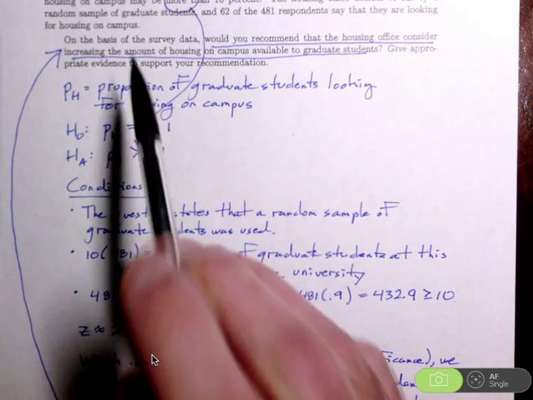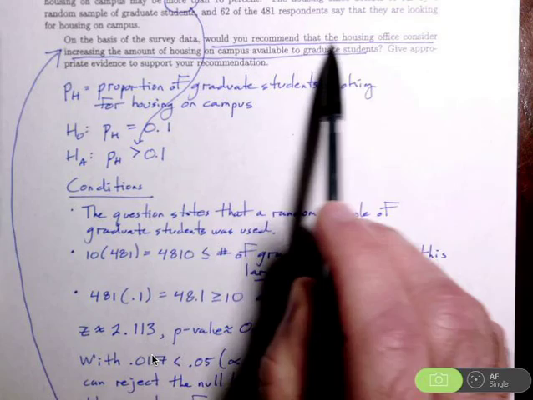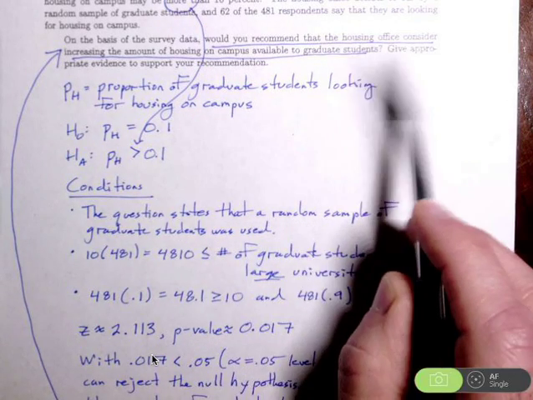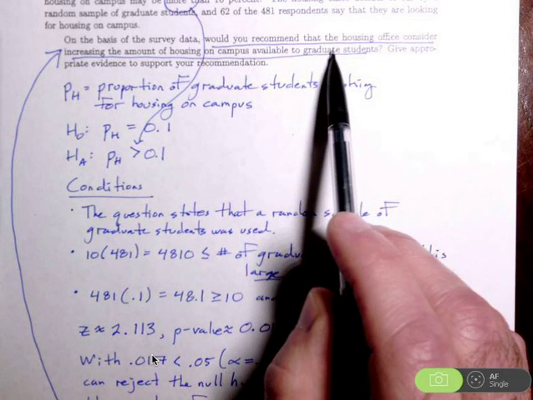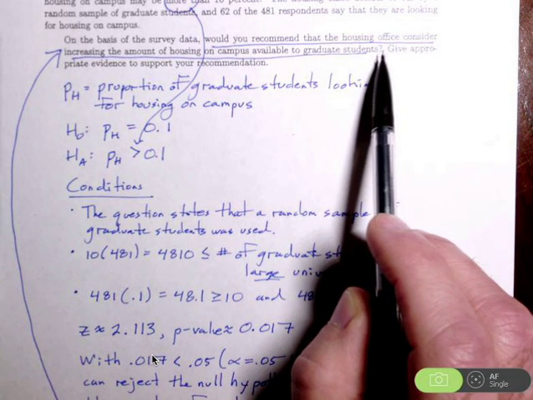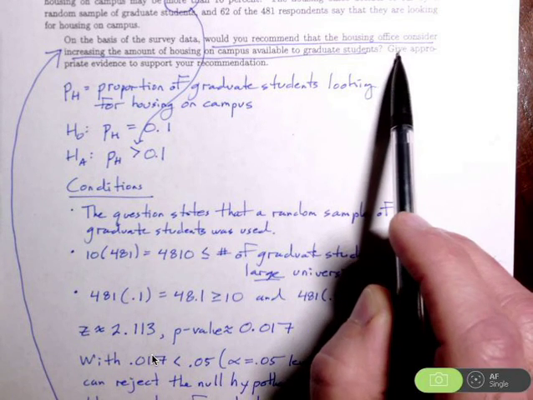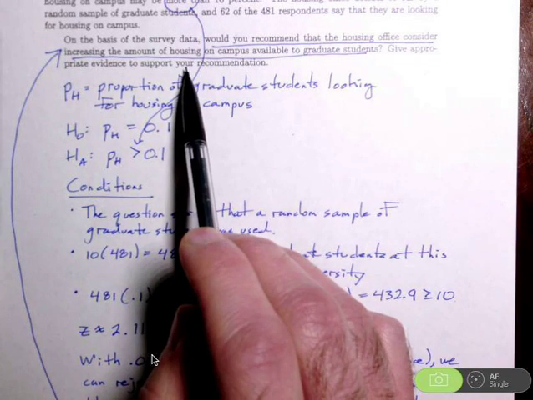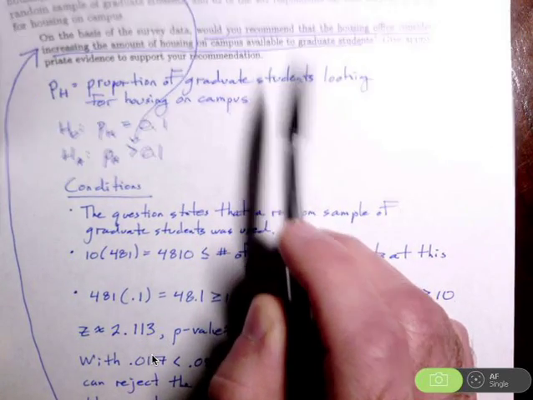Just a small detail from this question: if you go back and look at the way the question is phrased, it says, on the basis of the survey data, would you recommend that the housing office consider increasing the amount of housing on campus that's available to students? So you want to make sure that you answer this question. We've done the evidence, and it says give appropriate evidence to support your recommendation, but we haven't actually made the recommendation yet. Something to think about.